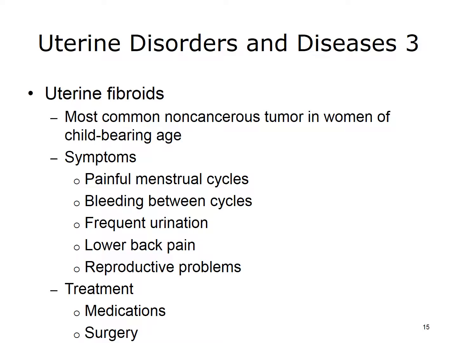Symptoms include painful menstrual cycles, bleeding between cycles, frequent urination, lower back pain, and reproductive problems. Treatment for fibroids includes medications and possibly surgery.